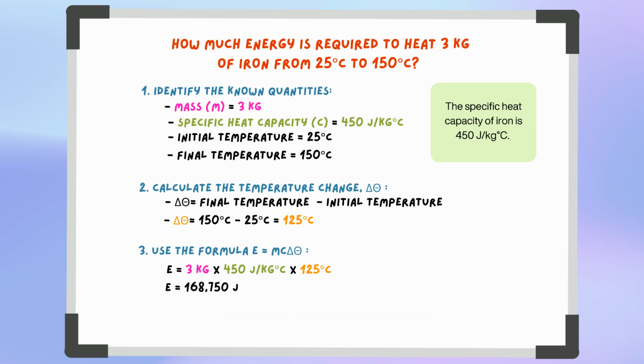E equals 168,750 joules. Therefore, the energy required is 168,750 joules. By working through these examples, you observe the steps for identifying the relevant quantities, calculating the temperature change, and using the formula E equals mcΔθ to find the energy required. This process highlights the practical application of specific heat capacity in energy calculations.